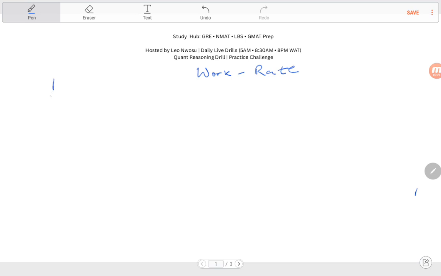That is the use of this formula, 1 over T equals 1 over A plus 1 over B plus 1 over C plus 1 over D down to infinity. T means the time it will take A, B, C, and D working together to finish a task. Of course, the plus sign means they are working together.